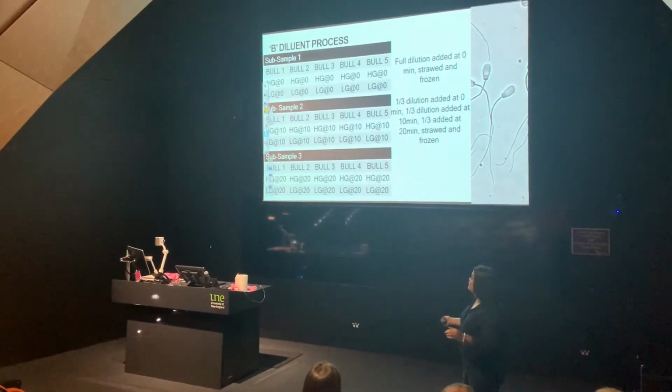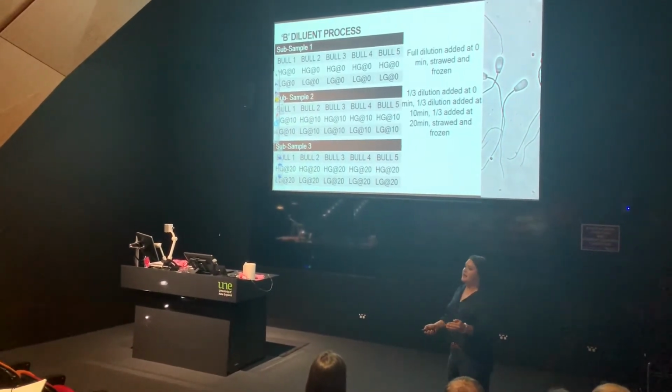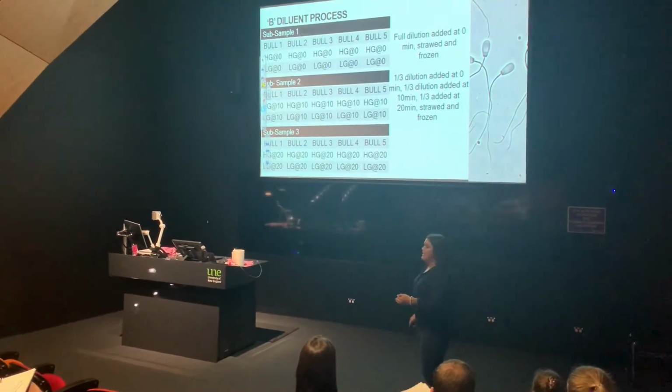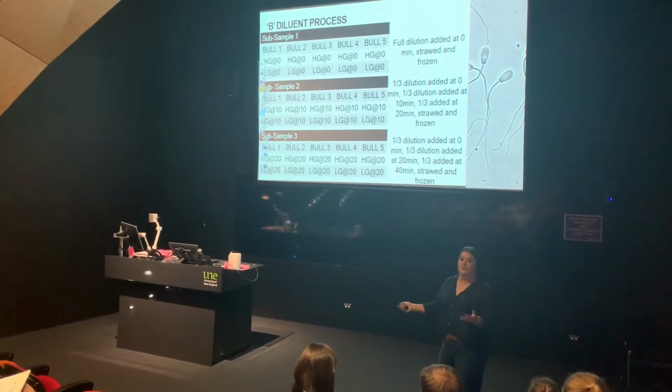In the second sample, we separated the diluent B into thirds. So the first was added at 0 minutes, the second third was added at 10, and the third at 20. And the same was done for subsample 3, but just at 20-minute intervals instead of 10.